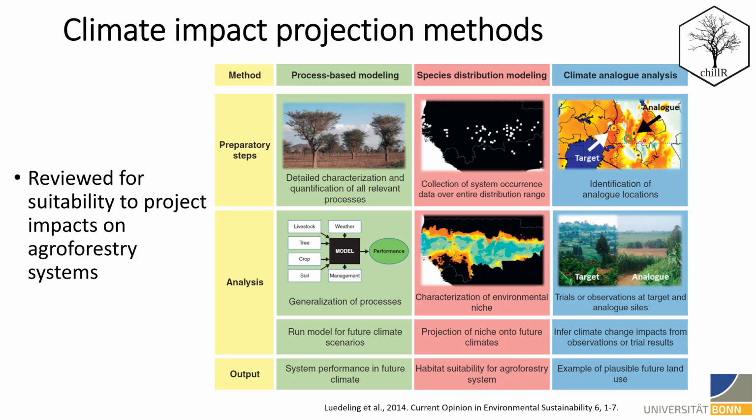Climate analog analysis is, well, you first have to identify an analog location. That doesn't require any information on the biology at all. This is just based on climate data. But then it becomes more complicated. Then you actually have to do trials or observations at the target or analog sites and then infer climate change impacts from the observations or trial results. It may then be an example of a plausible future land use system, but it is actually very much unclear to what extent that's actually true.